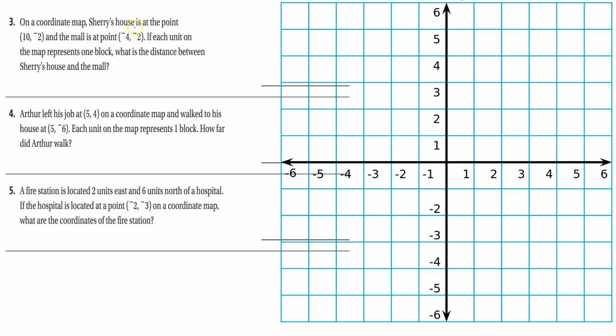On a coordinate map, Sherry's house is at the point 10, -2, and the mall is at the point -4, -2. If each unit on their map represents one block, what is the distance between Sherry's house and the mall? So, 10. Now, unfortunately, my graph paper isn't quite big enough, so what I'm going to do is make each one of these represent 2.